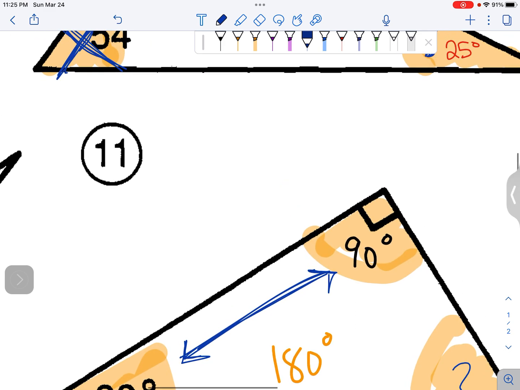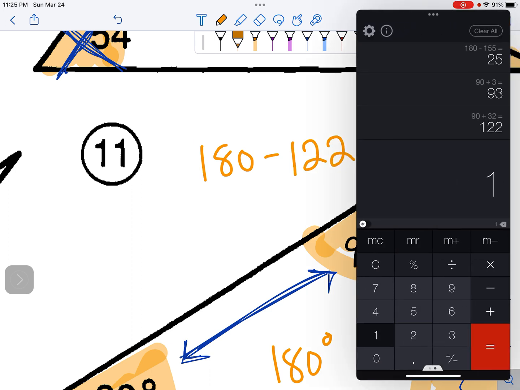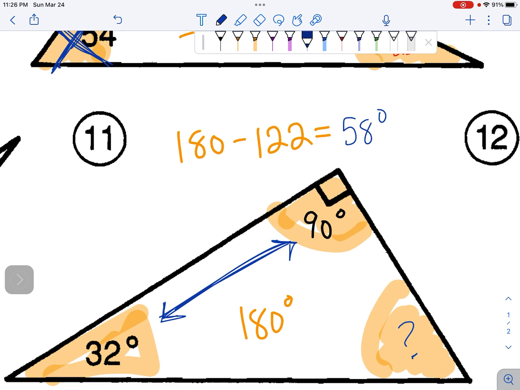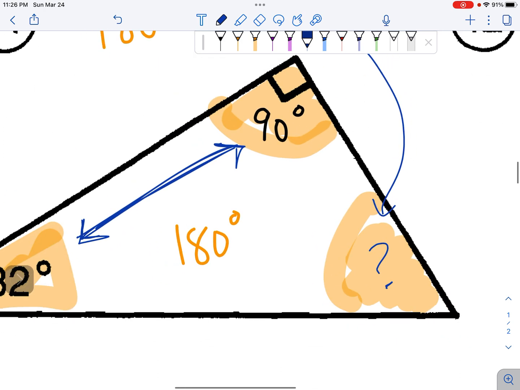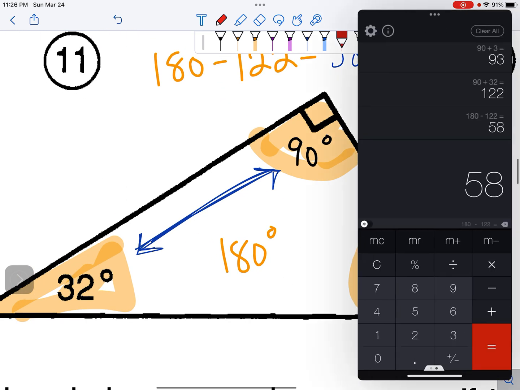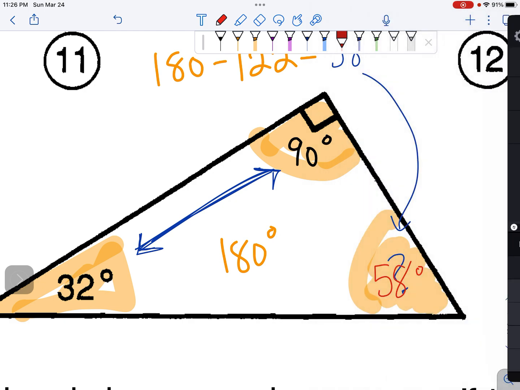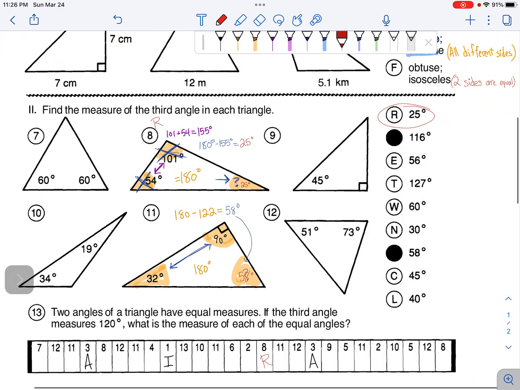So now, in our calculator, 180 minus 122 equals 58 degrees. This was our question mark, 58 degrees. So put that right down there where the question mark is. So just a quick check, if I add those up, 58 plus 32 plus 90, yep, gets us back to 180.